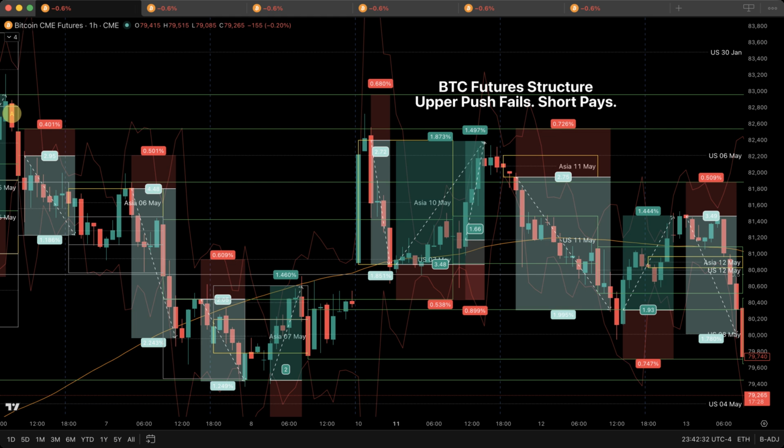The trail reaches May 8th U.S. midpoint. Risk-reward ratio, 3.49. The trade does not come from guessing the top. It comes from failure to hold the upper side. The move reaches. The move fails. The move returns. That is where execution starts.